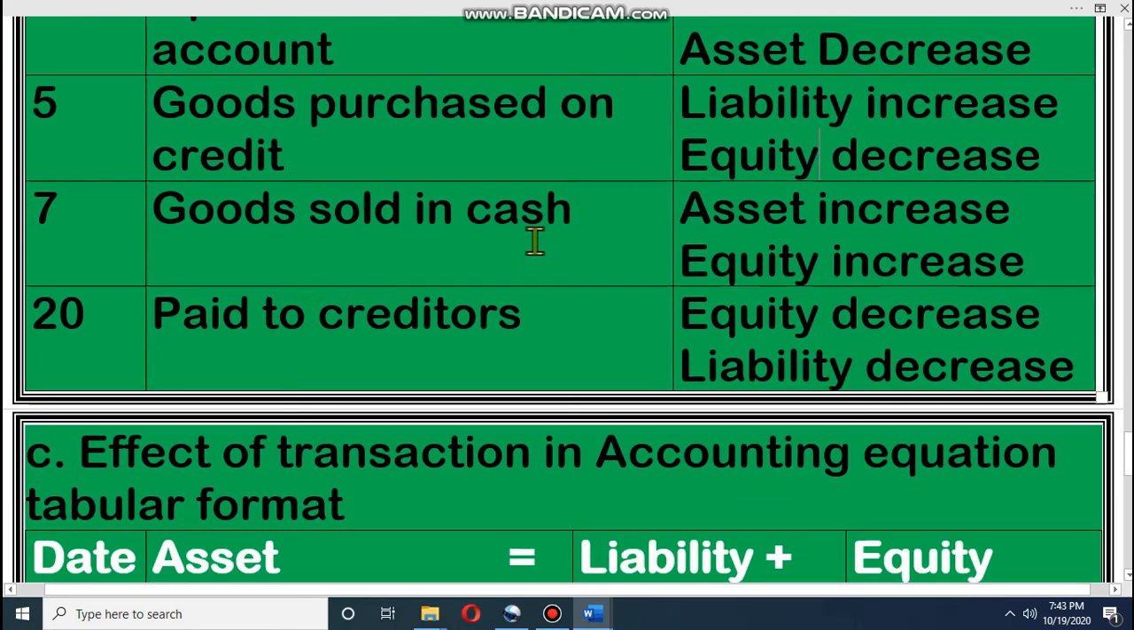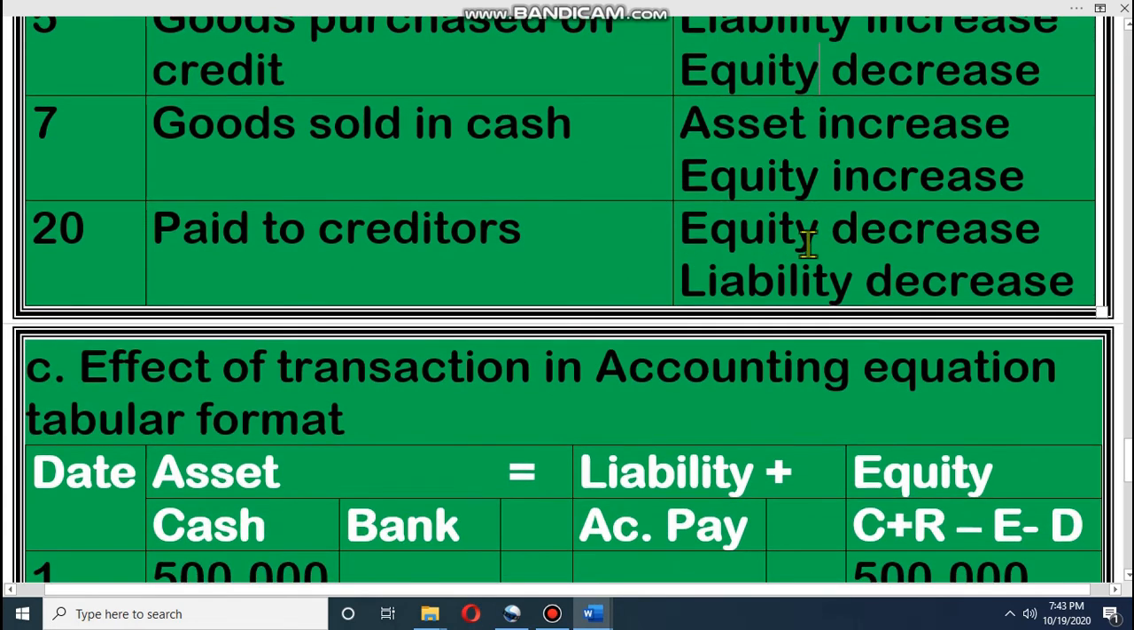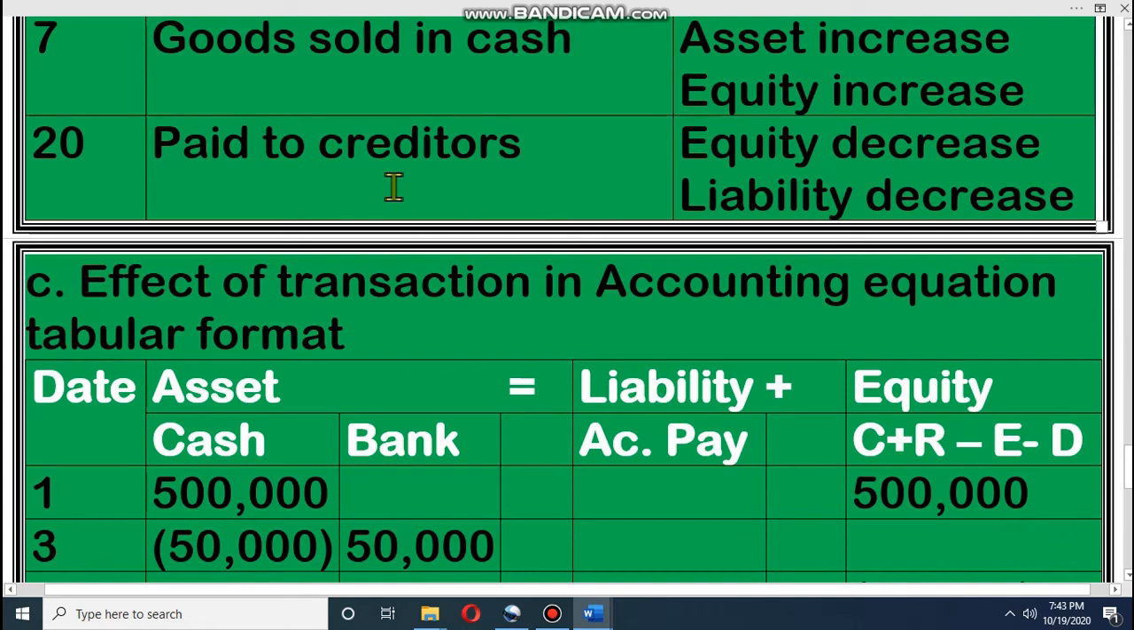Goods sold in cash. Here our cash account, our asset, increases. Dear student, our asset will increase because I will receive the cash money, and our equity also increases because it is an income account. Last one, paid to creditors. By paying creditors, what will happen? Our liability decreases and asset also decreases. Dear student, if I pay the creditors, I have to pay cash money. That means asset decreases and liability also decreases because I have paid the creditors.